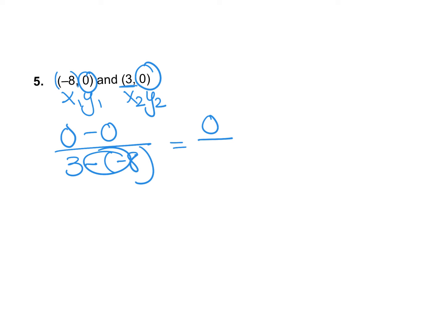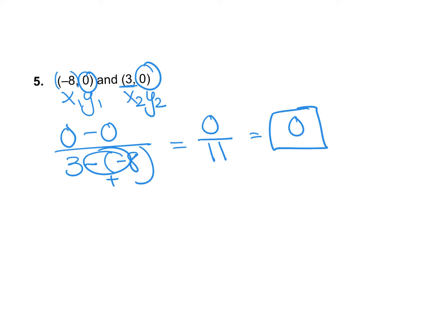And two negatives make a positive, so I'm going to have 0 all over 11. You could leave it as 0 all over 11, but 0 divided by any number is going to simply be 0. So your better answer would be just to put 0.